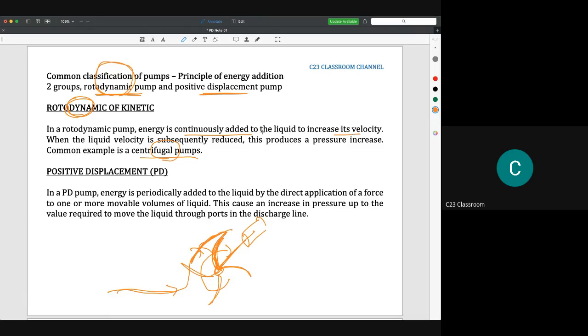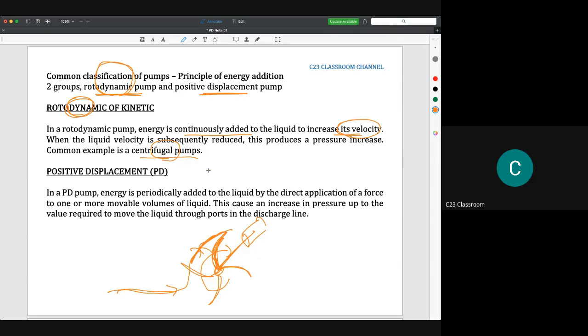increase its energy and to the liquid to increase its velocity. So this term reflects the idea of kinetic energy that is transferred from the motor to the liquid, and then the extra energy in the liquid can now be transferred into potential energy or into the kinetic energy of the fluid itself. Okay, so the common one is centrifugal.